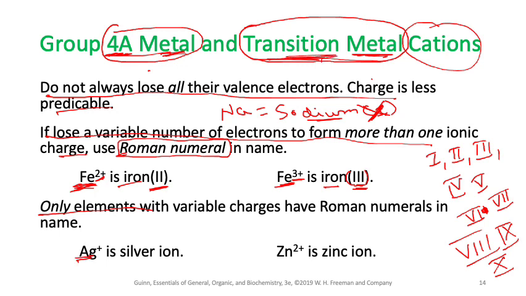Even though this is silver and this is zinc, and they belong to the transition elements that normally show variable charges, these two elements don't show a variable charge. They always show a +1 charge and a +2 charge. So this is an exception for transition elements: silver and zinc.